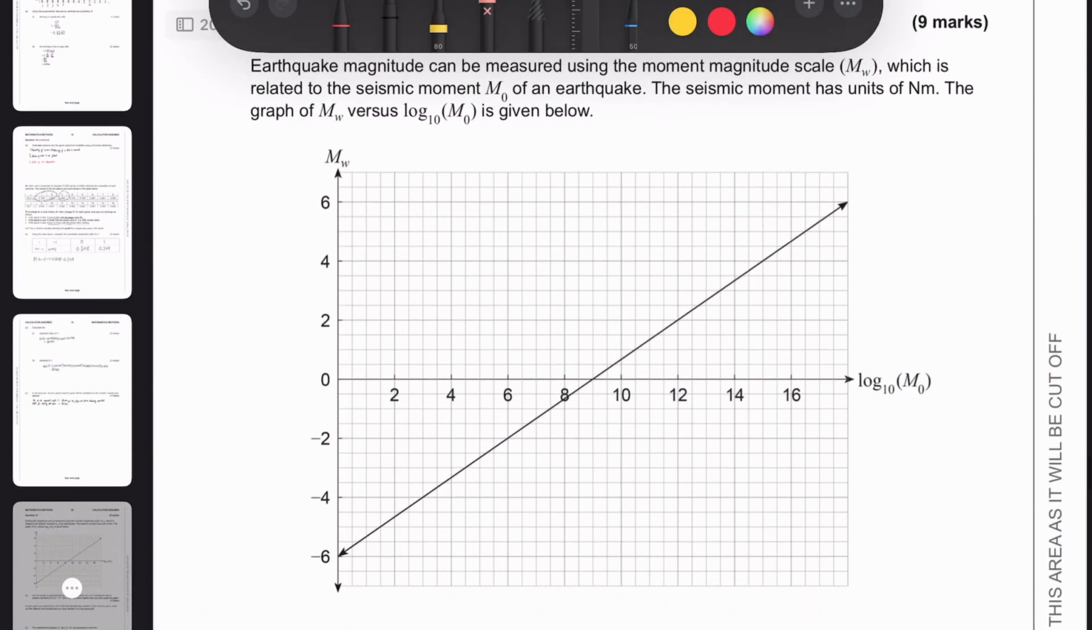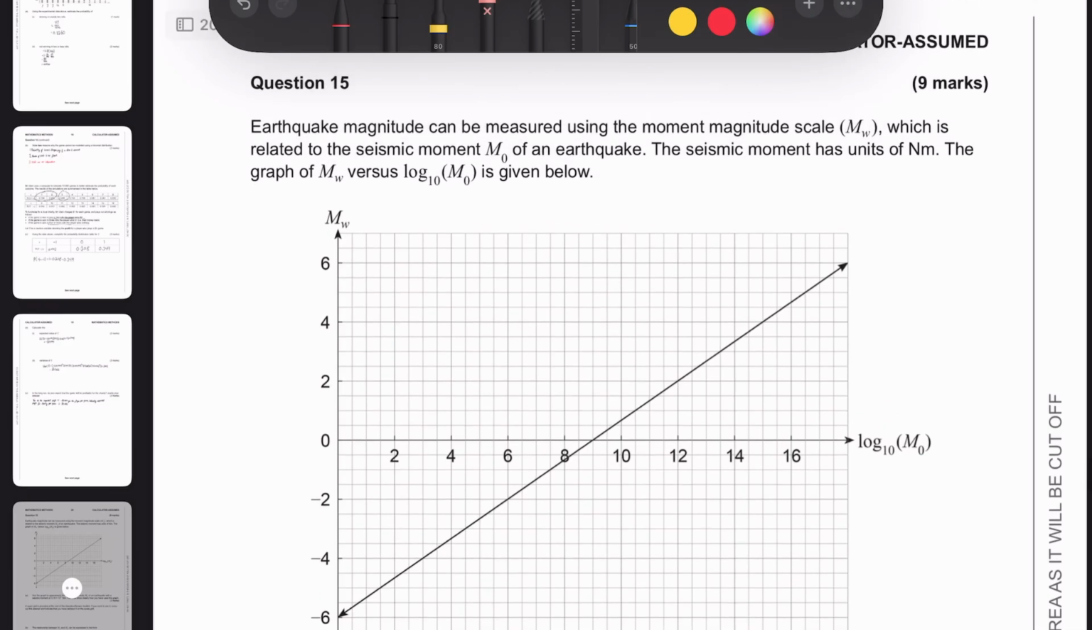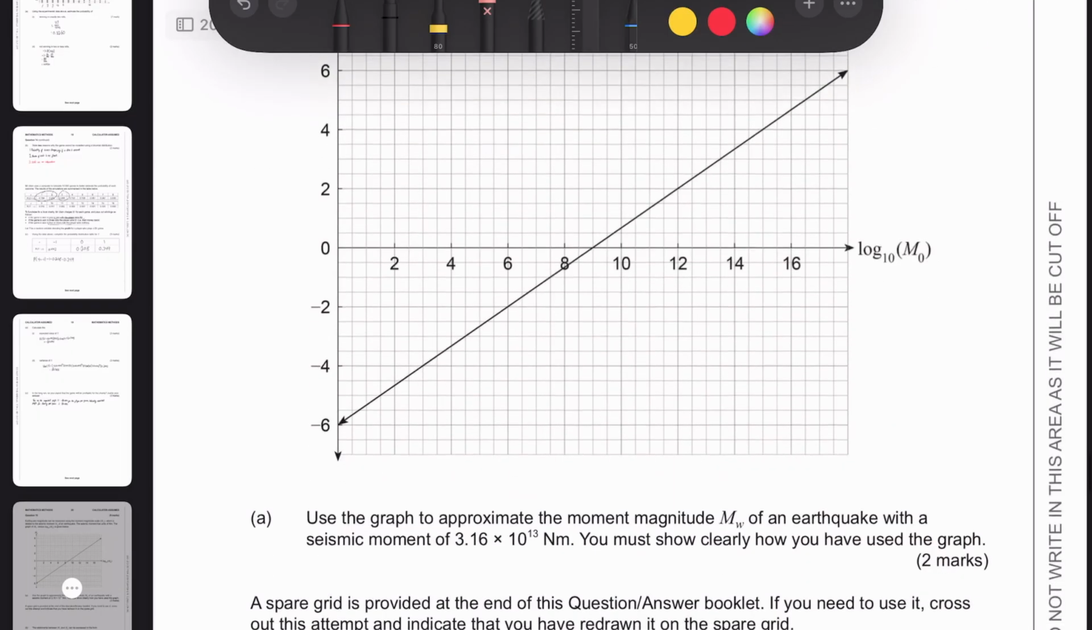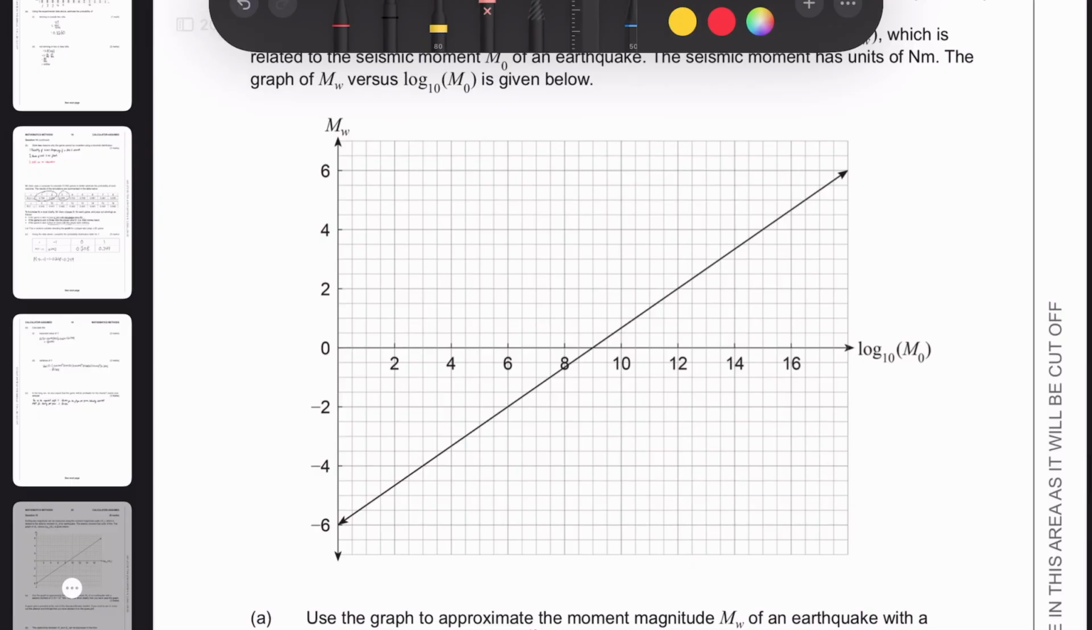Earthquake magnitude can be measured using the moment magnitude scale, MW, which is our y-axis here, which is related to the seismic moment, M0, of the earthquake. The seismic moment has units of Newton meters. The graph of MW versus log 10 of M0 is given below. Using the graph, find the approximate moment magnitude MW of a seismic moment of 3.16 times 10 to the power of 13.